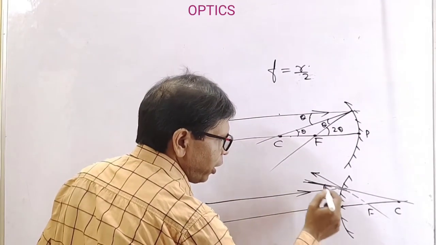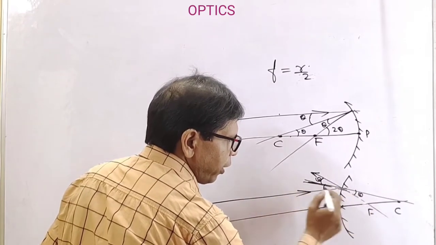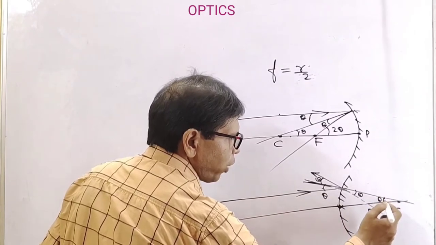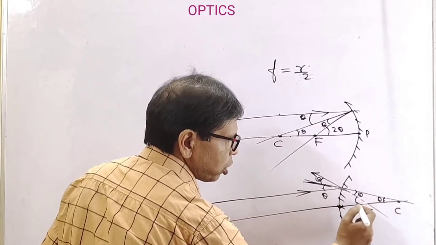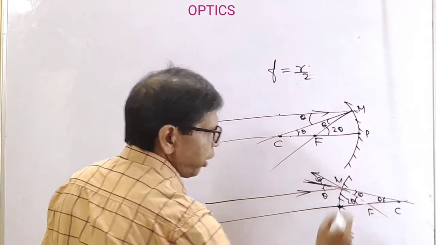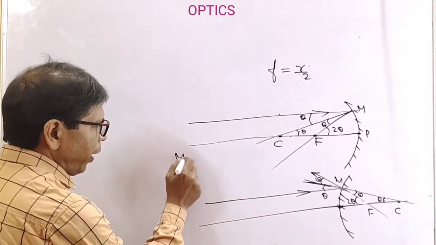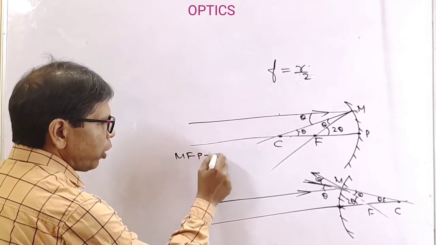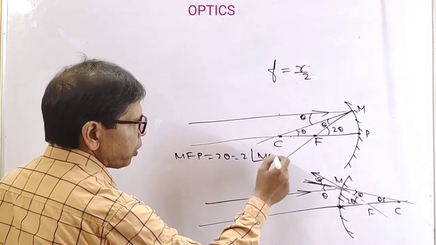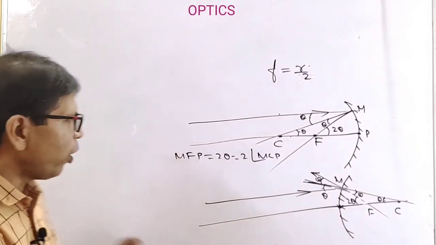Angle of incidence equals angle of reflection. And this is the vertically opposite angle, and these angles are corresponding angles. Look at this. This is theta, this is theta. So this is 2 theta. Suppose this is M, this is F. Now, look at this. Angle MFP is equal to 2 theta, equal to twice the angle MCP. Okay. No problem.